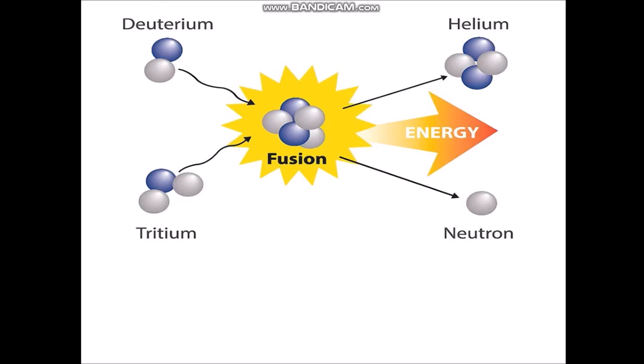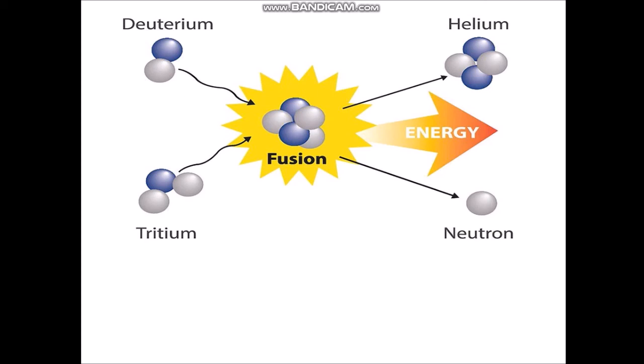So here we have deuterium and tritium. Deuterium is an isotope of hydrogen with one neutron and one proton. Tritium is another isotope of hydrogen with one proton and two neutrons. When these two fuse, they form a helium nucleus of two protons and two neutrons. But that's not the whole case here. We have one neutron from deuterium and two neutrons from tritium, and when these combine, you get three neutrons, which is unstable.